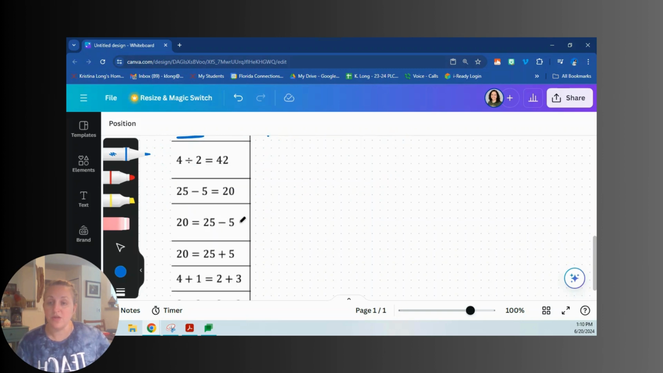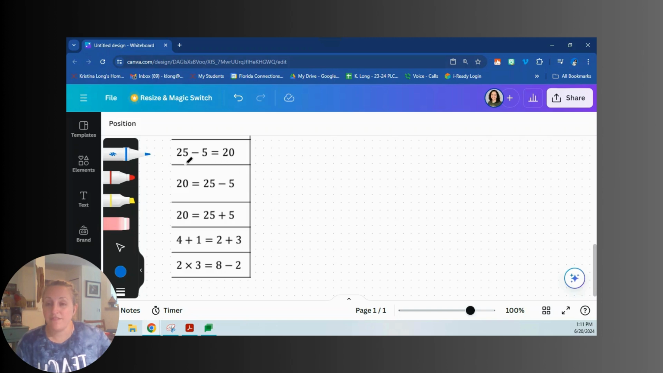All right, let's look at our next one. 4 divided by 2 is the same as 42. Well, what does 4 divided by 2 equal? 4 divided by 2 is 2. So is 4 divided by 2 the same as 42? Nope, it is not. So that one would be false. Okay, you're really just checking, are they right or are they wrong?